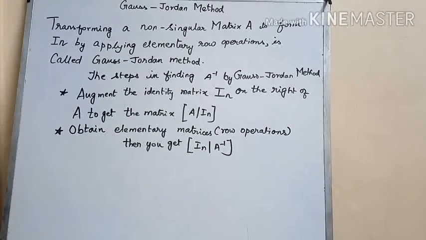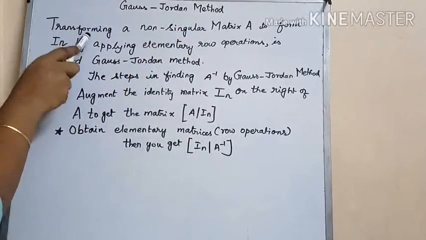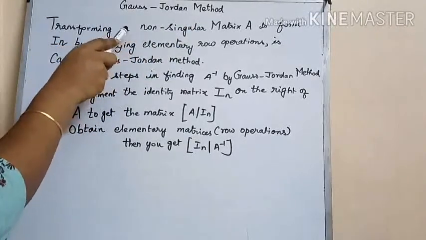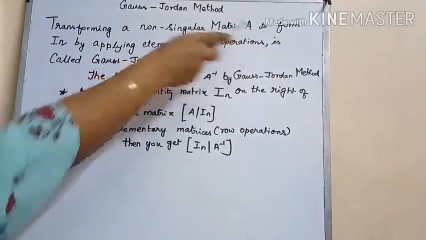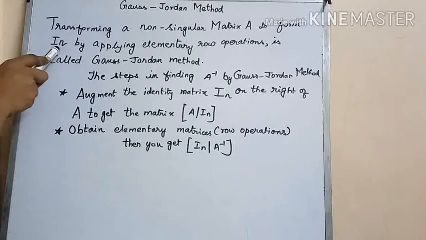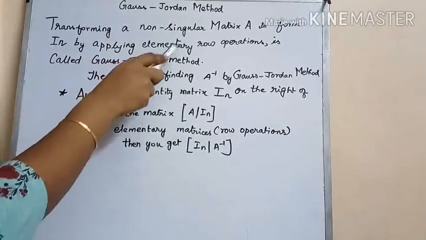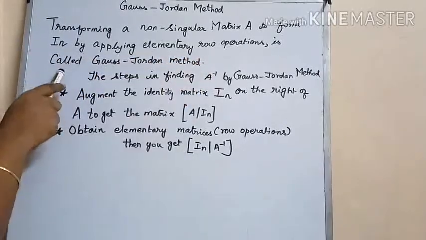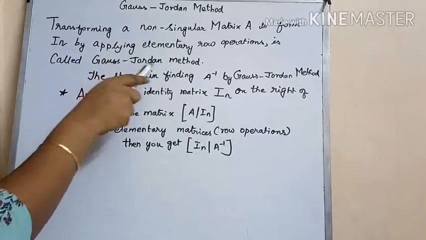Here, in today's session, we are going to see about the Gauss-Jordan method. Transformation of a non-singular matrix A to form I_n, where I_n means the identity matrix of order n, by applying elementary row operations is called the Gauss-Jordan method.